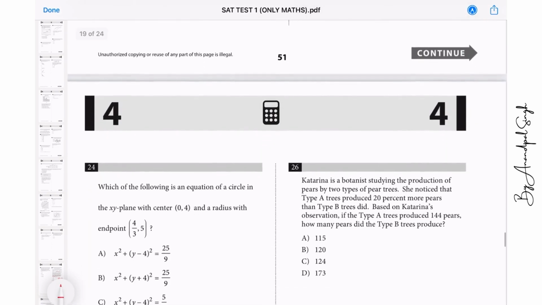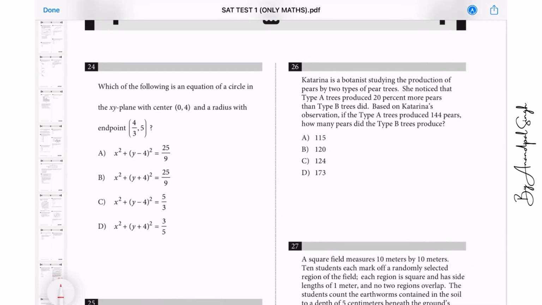Let us go to question number 24. Which of the following is the equation of the circle with center 0, 0 and radius with the endpoint this? See, first of all, we should know the equation of the circle. It is x minus h whole square plus y minus k whole square equals r square. Here the center is h comma k, which is 0, 4 over here. So it should be x minus 0 whole square, that is x square, and plus y minus 4 whole square equals radius square. So whatever radius will come, it should be in square, right?